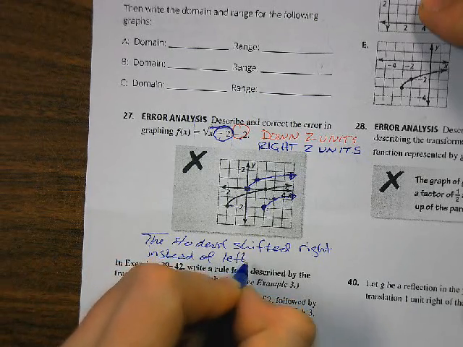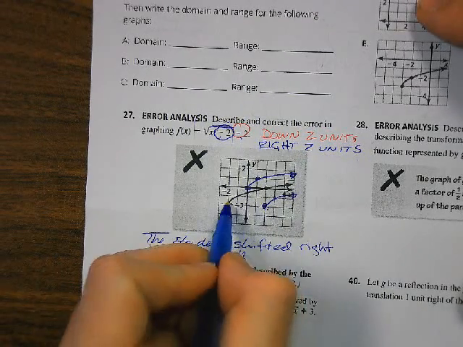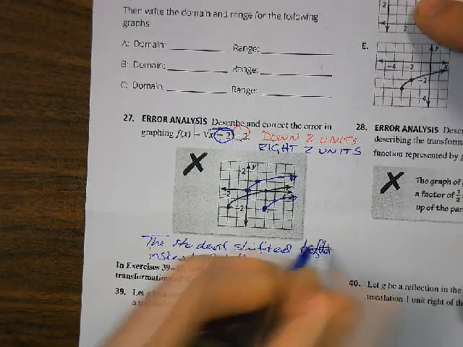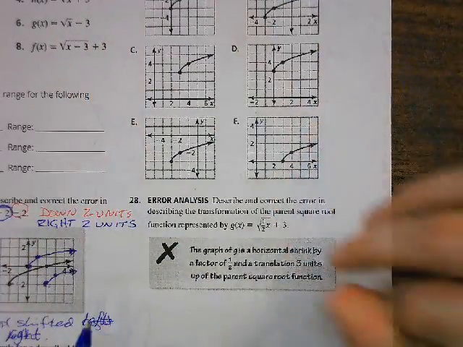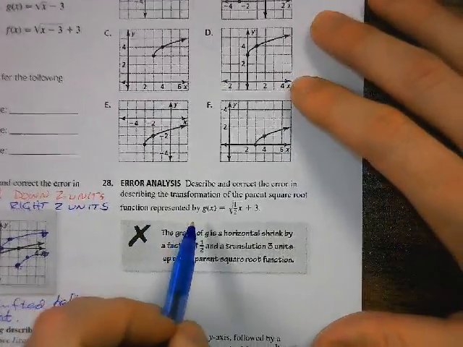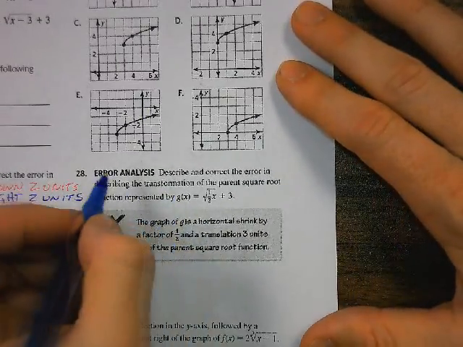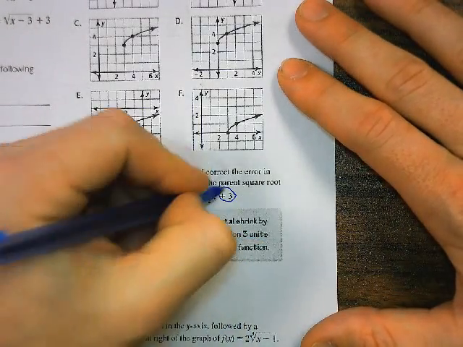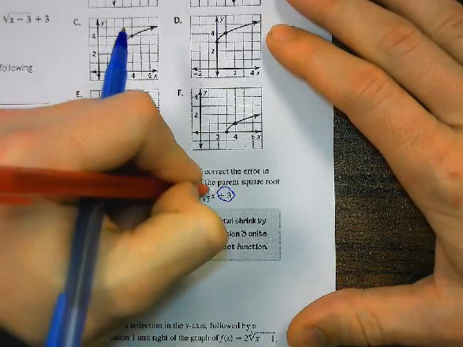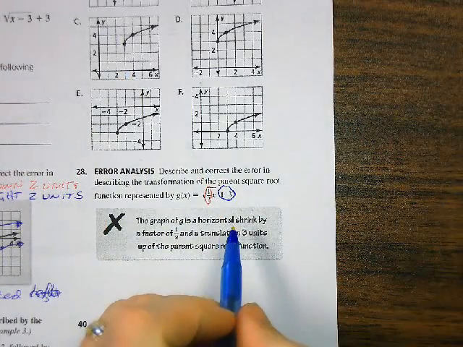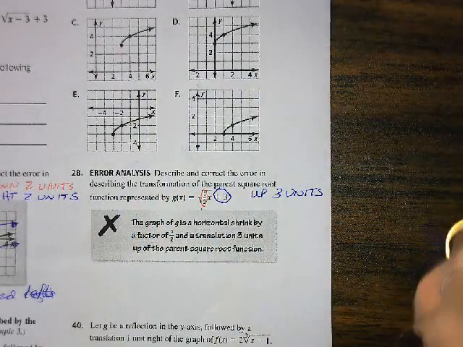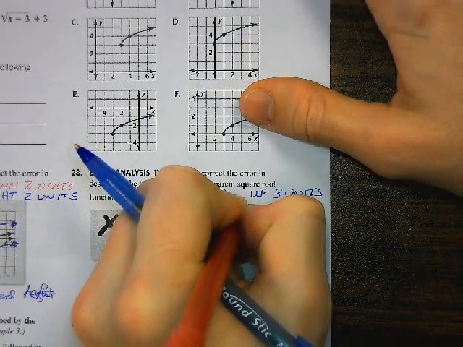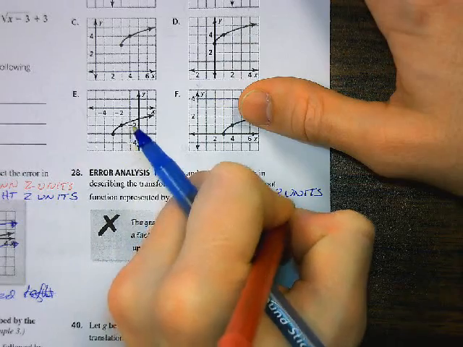The very last one is 28 and 40. We're going to do those two. So describe the error and correct it. Two transformations again. You've got the 1/2 in front, and then you have the +3. The +3 is going to shift you up 3 units. The 1/2 is a horizontal stretch. We know this is going to be a horizontal stretch because inside of the square root grouping there is a fraction. That's a horizontal stretch.